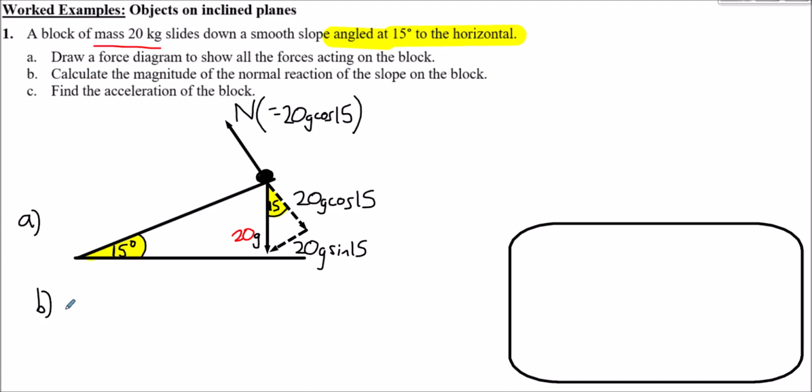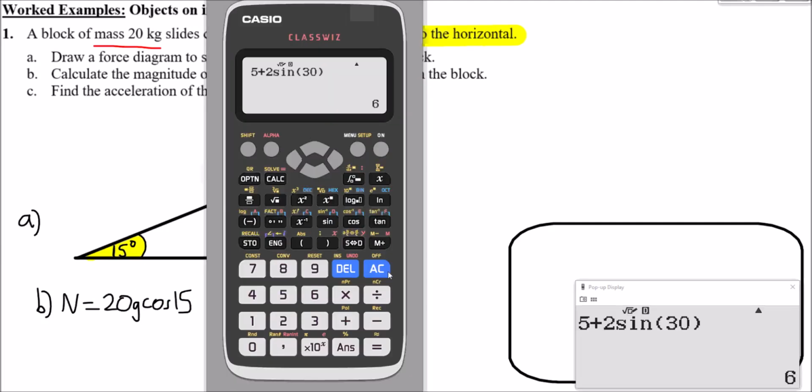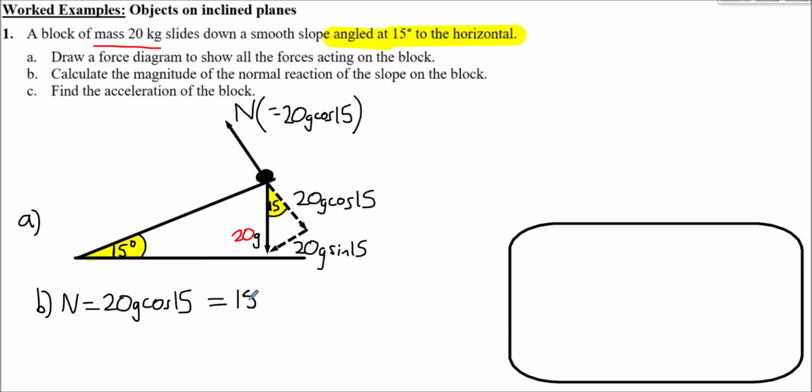So for B, the normal reaction is 20g cos 15, and so we can fairly easily calculate this. So 20 multiplied by g, we must remember is 9.8, multiplied by cosine of 15, that gives us this awkward looking surd. To get it into a decimal, press the S-D button. We've got 189 newtons. I'll just say that's to three significant figures.